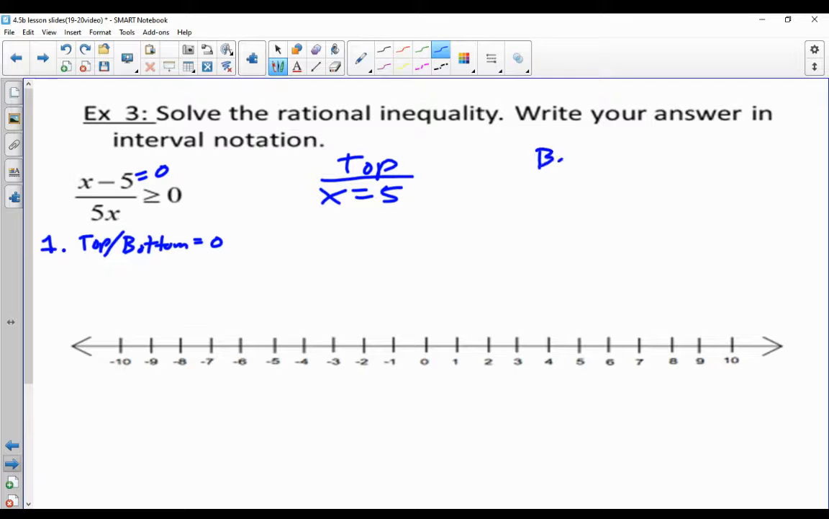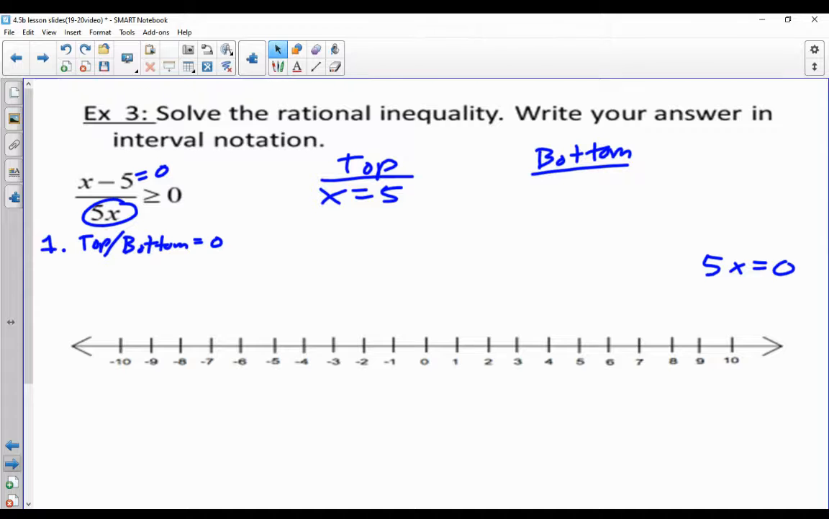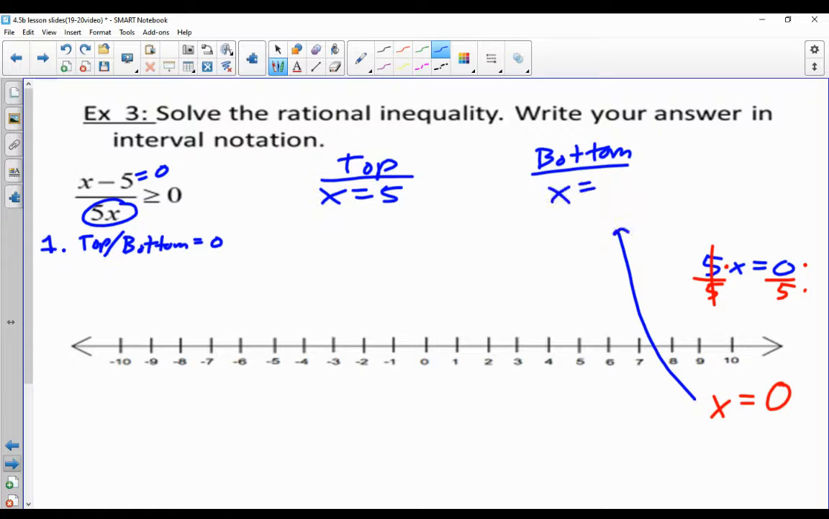Now we're going to do the same thing for the bottom. For the bottom, we got 5x, and when you set 5x equal to 0, now this time it's a little bit different. You're not going to be adding or subtracting that 5. Since the 5 is being multiplied, the opposite operation would be to divide it. So then x is going to be equal to 0 divided by 5. And 0 over 5 should just give you 0. So that's what we're going to get for the bottom part, that x is equal to 0.